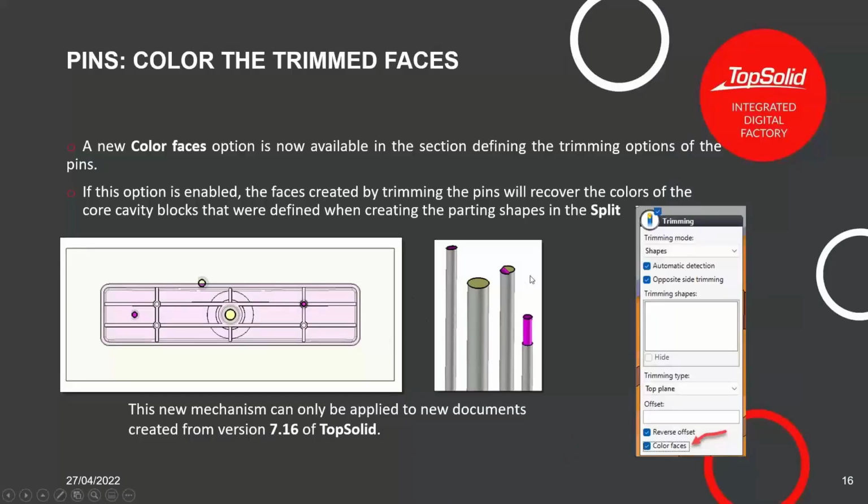Show you back in here. You can see this pin is right here, which is passing through the shutoff detail here and the molding detail here, so it's got both colors on. It's just a great way for the people manufacturing the pins to understand what's a shutoff face versus a molding face. Just to note, the new mechanism can only be applied to new documents created inside of 716. If you are upgrading from 715 to 716, the coloring won't work on the old files.